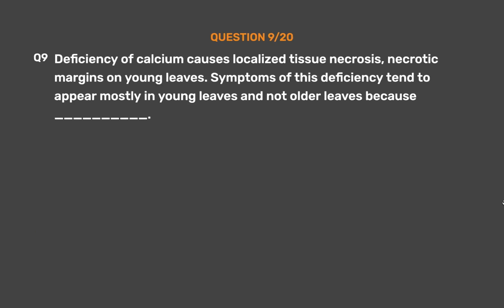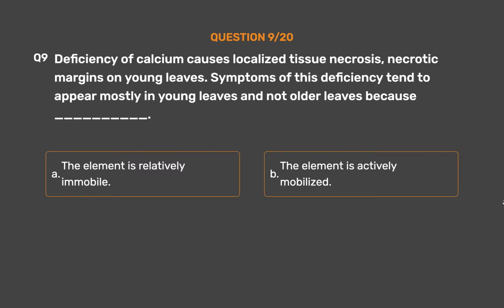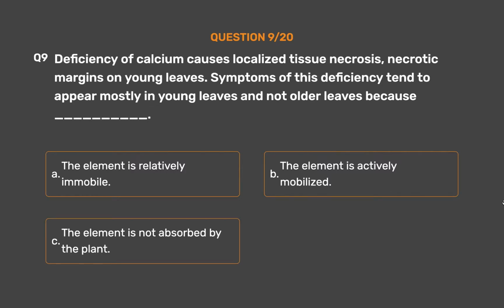Question number 9. Deficiency of calcium causes localized tissue necrosis, necrotic margins on young leaves. Symptoms of this deficiency tend to appear mostly in young leaves and not older leaves because underscore. Option A. The element is relatively mobile. Option B. The element is actively mobilized. Option C. The element is not absorbed by the plant. Option D. The element is present in excess.